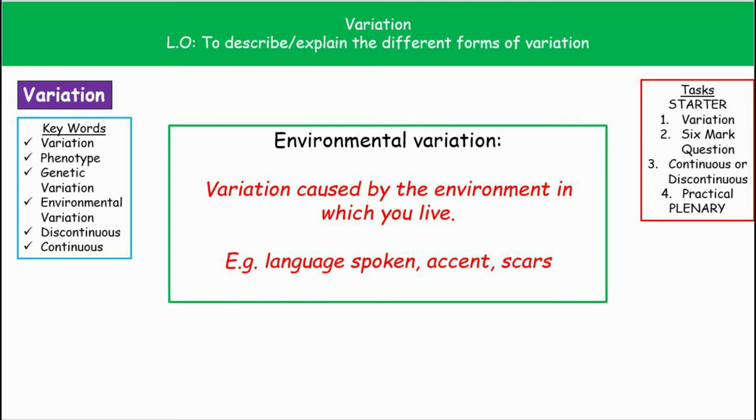And then things like scars, tattoos, piercings, all of those things you choose to have, they're not genetic, they're environmental. And I'm sure that there's many children that are probably very pleased that tattoos and so forth are not genetic, because otherwise whatever your parents chose to have as a tattoo would be passed on to you, and that wouldn't be great for all of us. So obviously environmental variation is caused by the environment in which we live. So the language you speak, accents, scars, piercings, tattoos, any of those. Make sure you've got the definition and your three examples in your book.